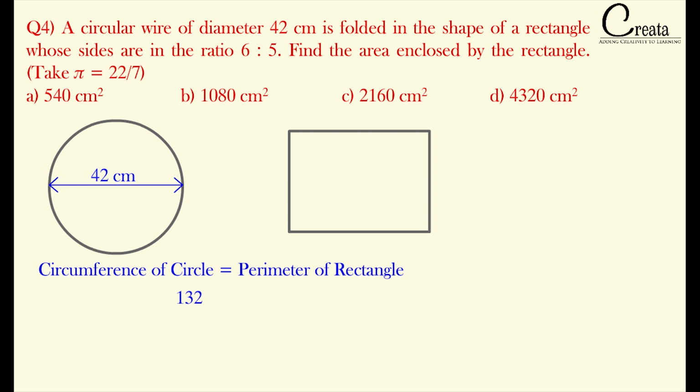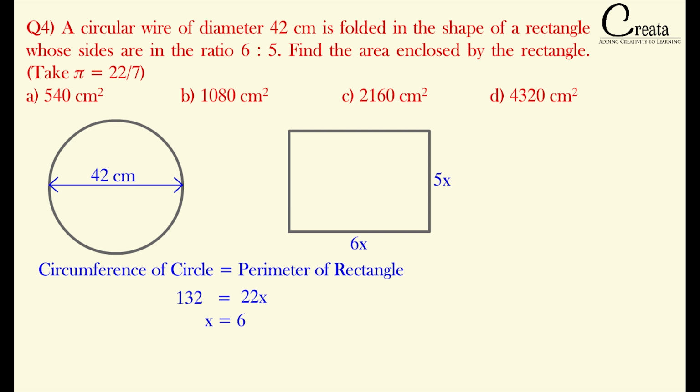Let's observe the rectangle. The sides of the rectangle are given as 6:5. Let's assume this side as 6x and this side as 5x, okay? The ratio will be 6:5. And we know the perimeter of a rectangle is twice the length plus width. So we got the perimeter of this rectangle as twice of 6x plus 5x, that is 22x, okay? Further, let's equate the circumference of the circle with the perimeter of the rectangle. On putting the value and solving, we got x as 6. We got the value of x.